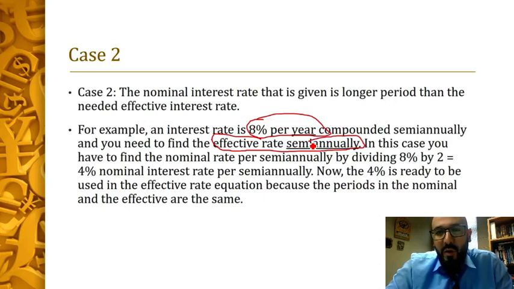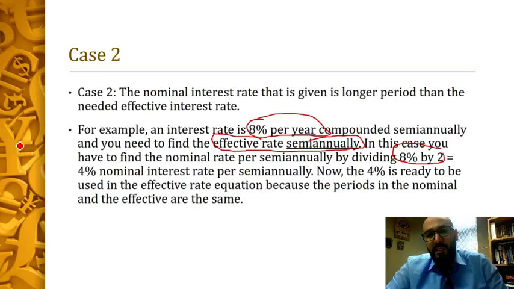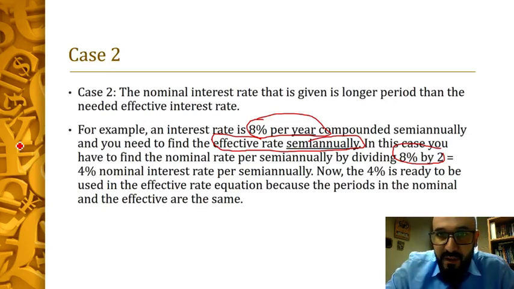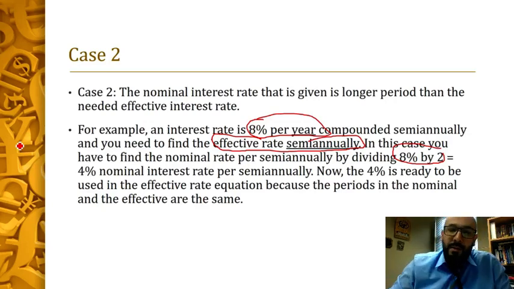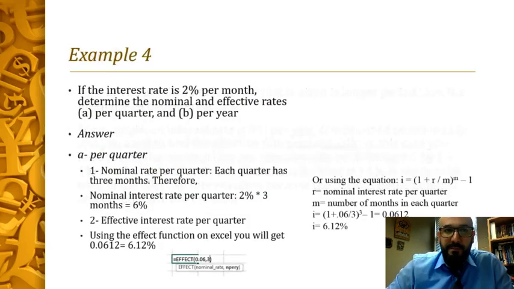So what we have to do is find the nominal interest rate for the semi-annual period by dividing the 8% by 2, and this would give you a 4% nominal interest rate for the semi-annual period. And then the 4% is ready to be used in the effective interest rate equation, and this way you could find the effective interest rate.